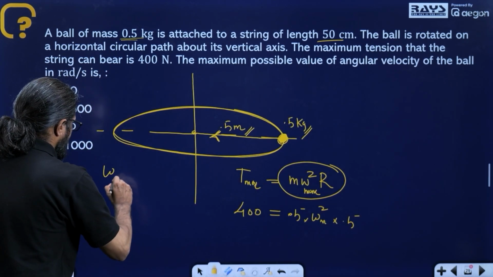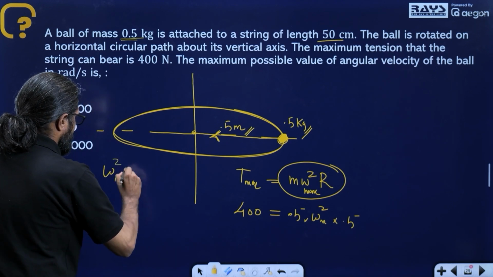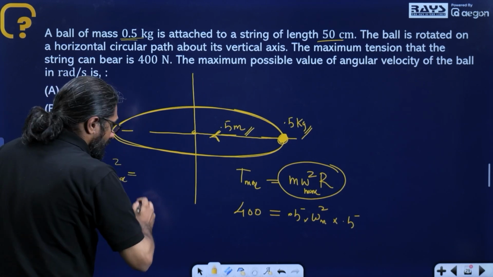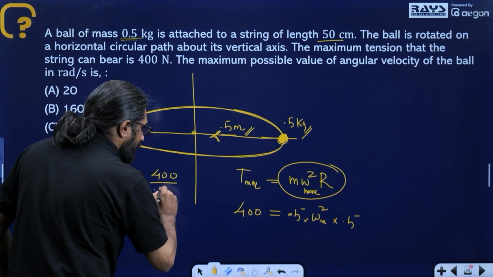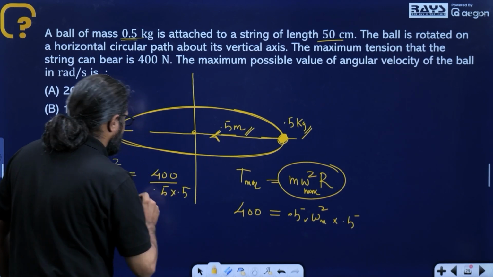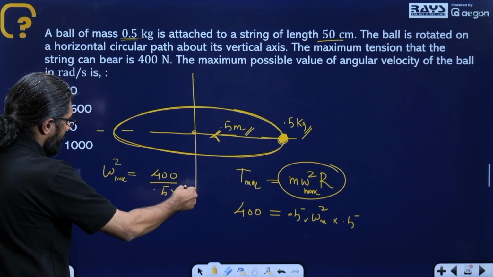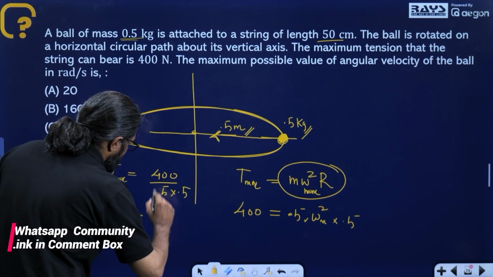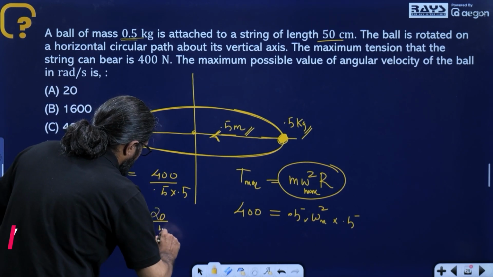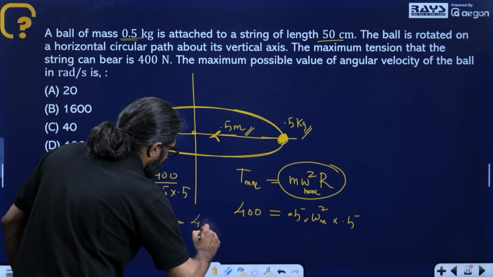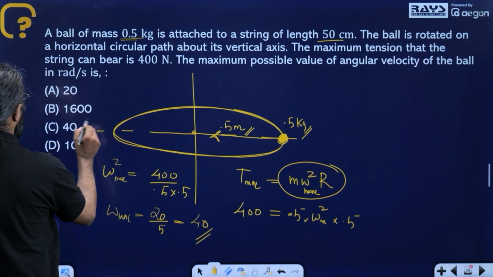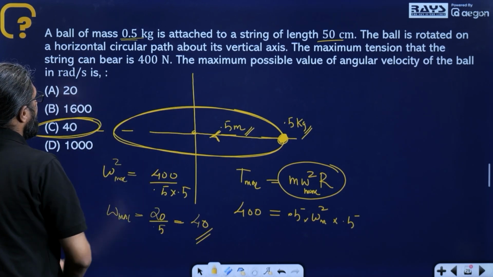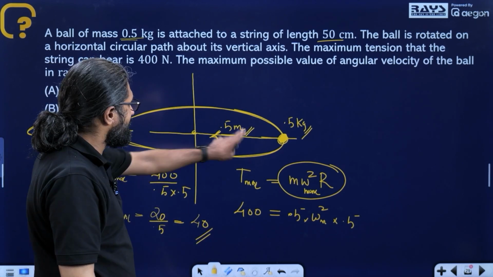So, omega max square is equal to 400 divided by 0.5 into 0.5. This is 20 into 20 by 0.5 into 0.5. So omega max will be equal to 20 divided by 0.5, and that amounts to 40 radian per second, which is the right answer. It's a very simple question.